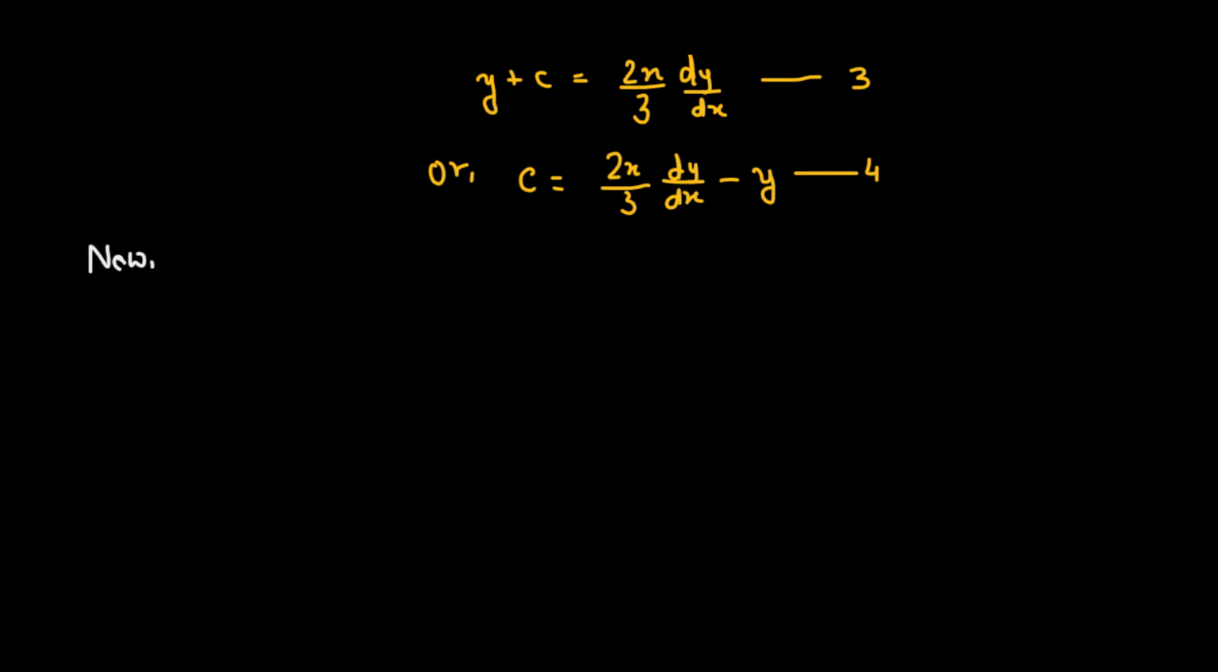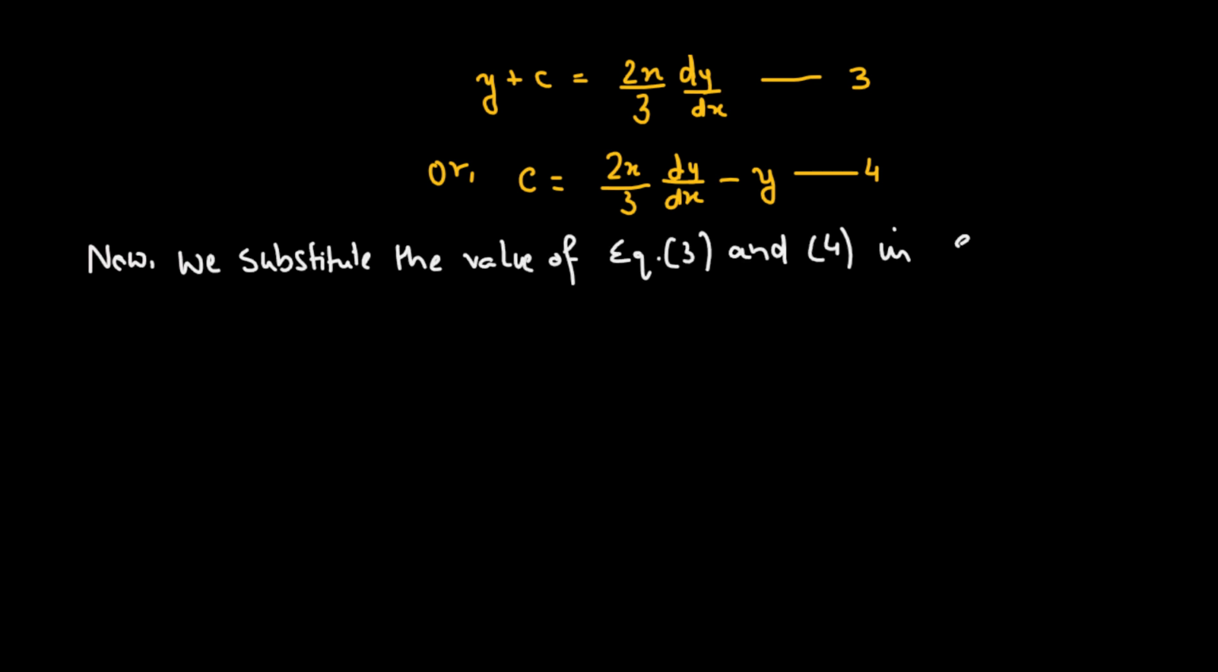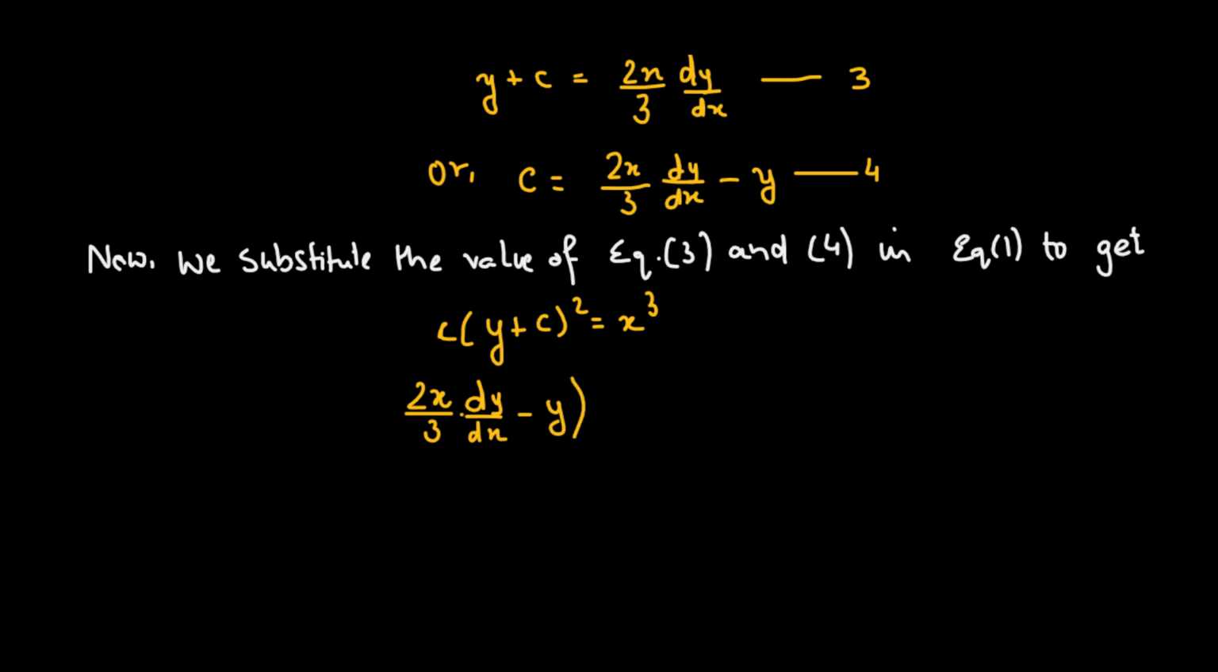Now we substitute the values from equations 3 and 4 into equation 1, and this will give us c times (y plus c) whole squared equals x cubed. So we have (2x over 3 times the derivative of y with respect to x minus y) whole multiplied by (2x over 3 times the derivative of y with respect to x) whole squared equals x cubed.